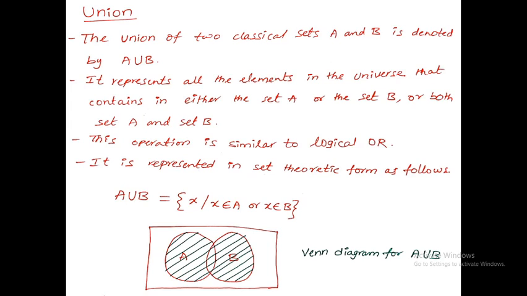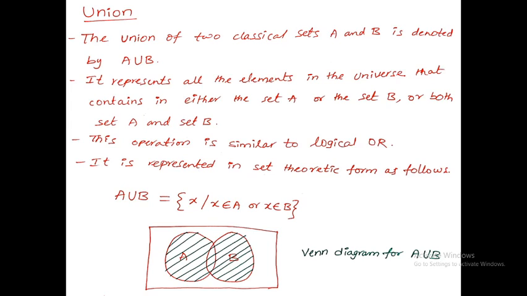The union of two classical sets A and B is denoted as A union B. It represents all the elements in the universe that are contained in either the set A or the set B or both set A and set B. So if you take one element, it belongs to A, B, or the common portion of A and B also. That is nothing but A union B.